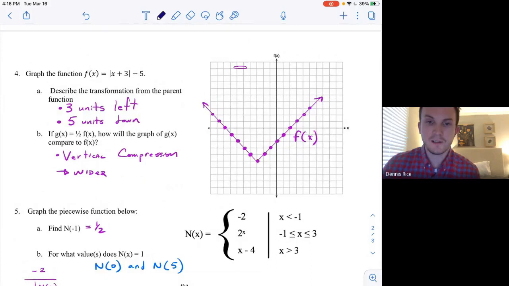Okay, for graphing an absolute value, I didn't do it here. What was I doing up top there?